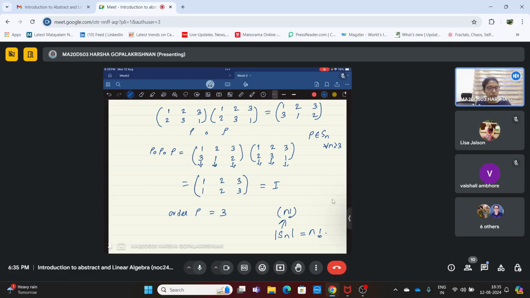If n is greater than 3, for the remaining elements, 4 to n, we need to fix them as themselves: 4 to 4, 5 to 5, like that. In that case also they are always fixed. So we just need to consider 1, 2 and 3. Under 3 times the operation, we will get the identity wherever rho belongs. Whatever Sn rho belongs to, we get the order of rho as 3.